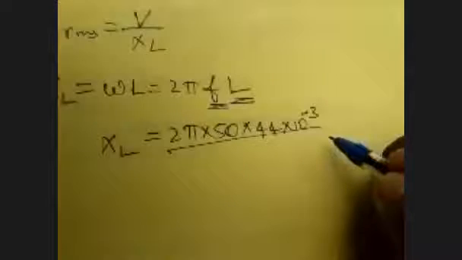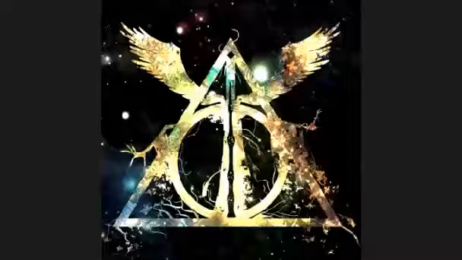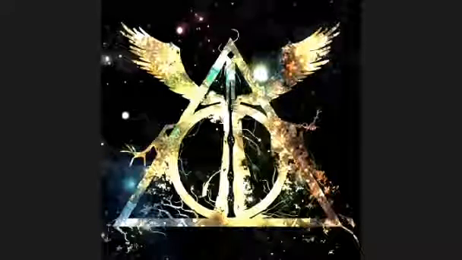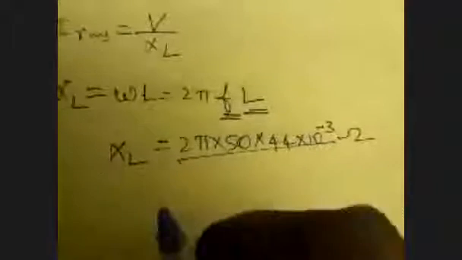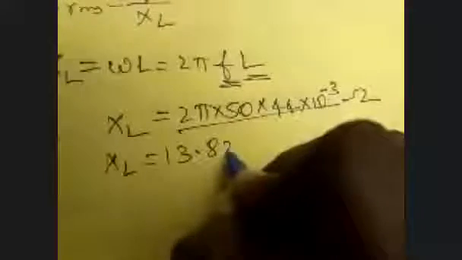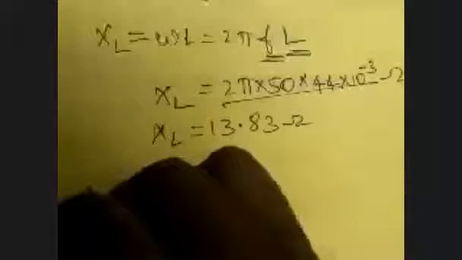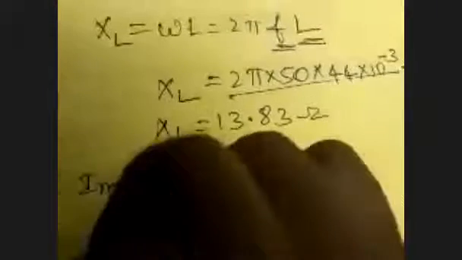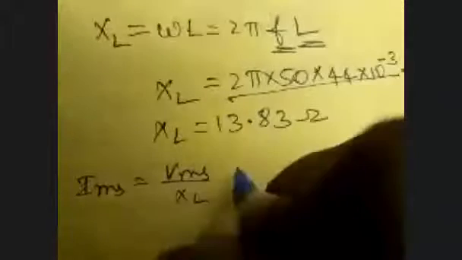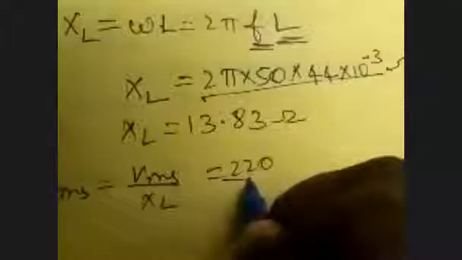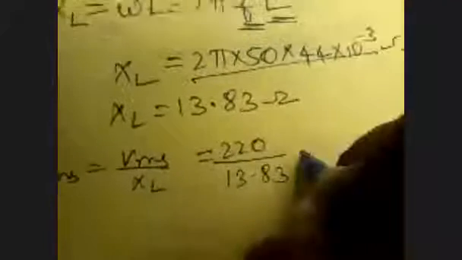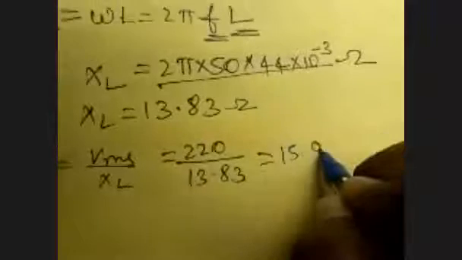What is the unit of XL? Ohms, sir. Yeah, very good. The unit of XL will be ohms. From this calculation, we get XL as 13.83 ohms. Now IRMS is equal to VRMS by XL. VRMS will be 220, divided by 13.83. The answer will be 15.9 ampere.